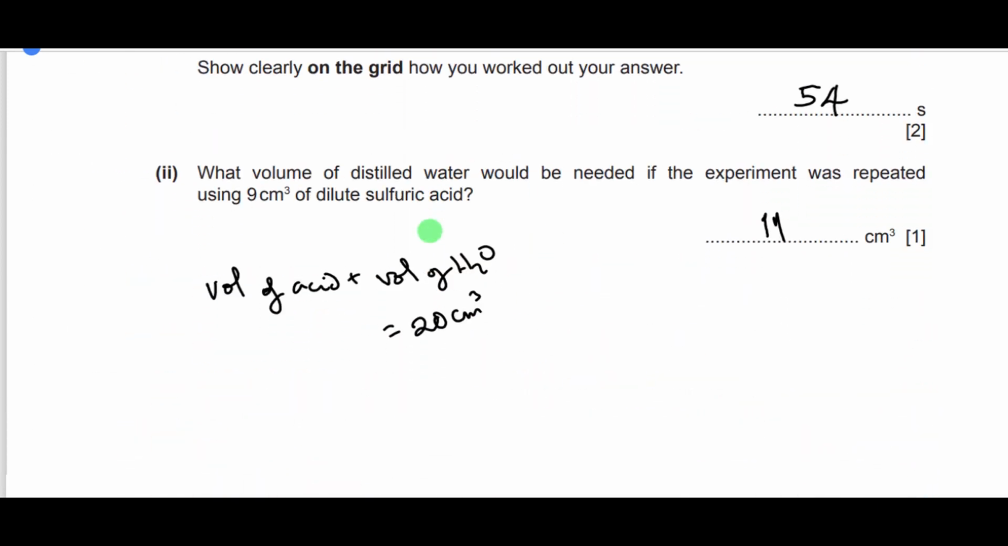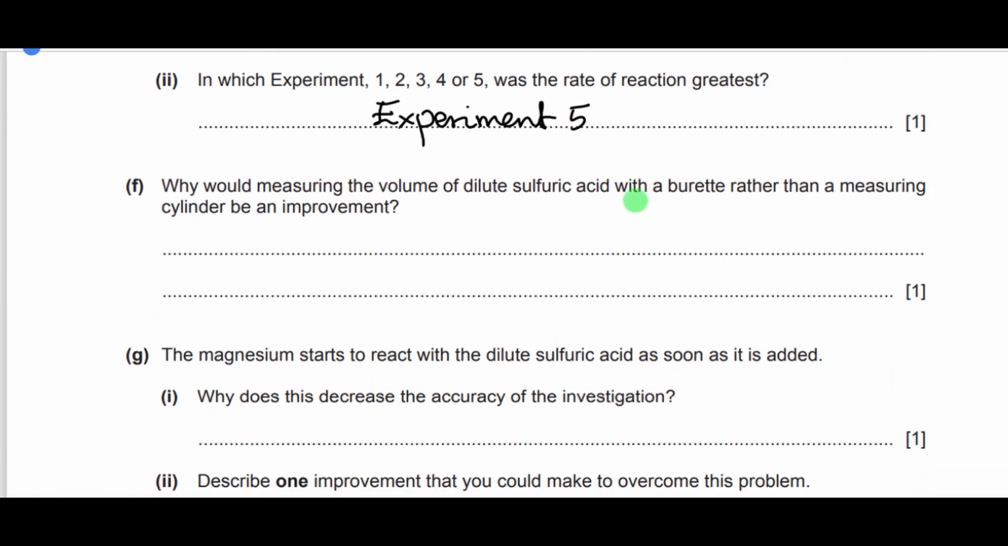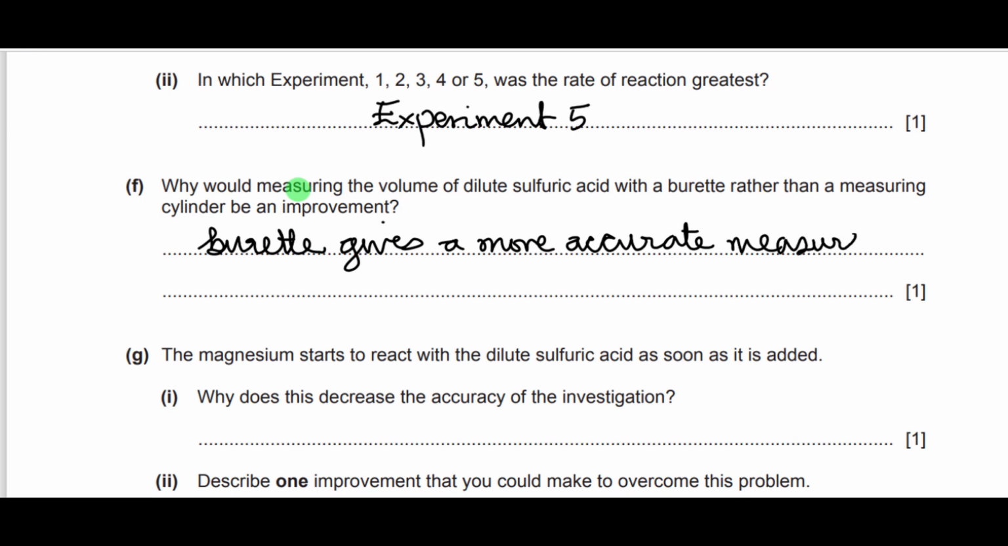So let's go back to that question. So why will it be better to use a burette rather than using a measuring cylinder? A burette gives a more accurate measurement. The burette and pipette always give more accurate measurement than the measuring cylinder because of their smaller radii or diameter, right? So the smaller the radius or the smaller the diameter, the smaller the error margin. But the wider the diameter or the wider the radius, the wider the error margin.